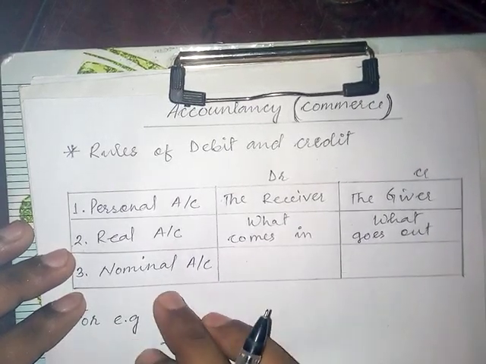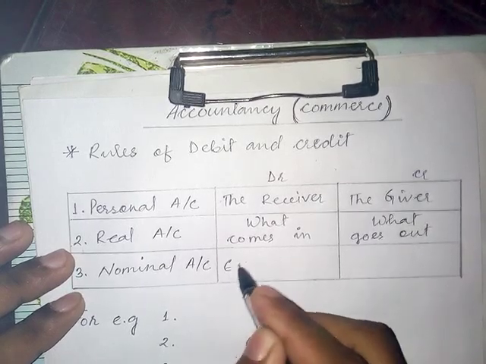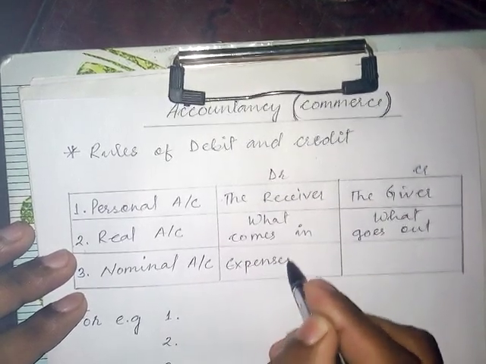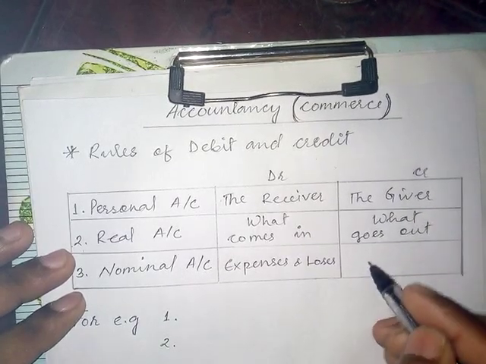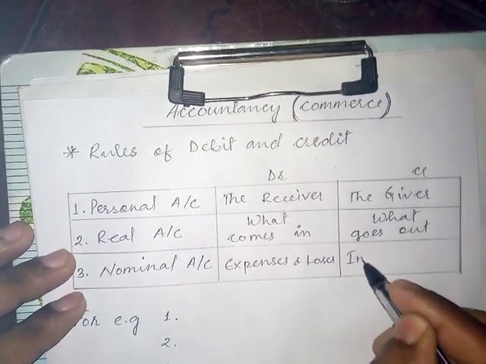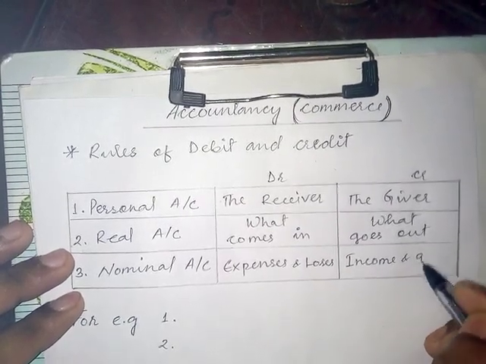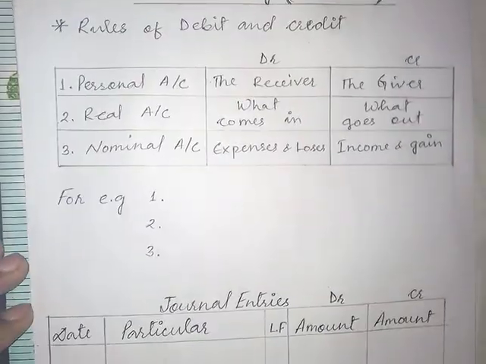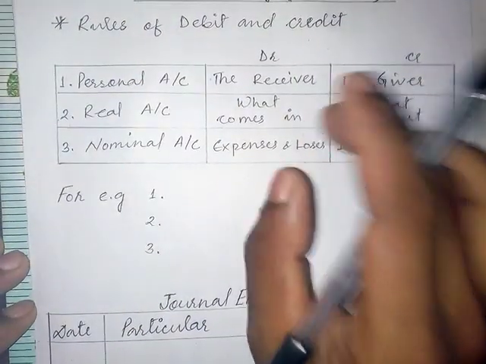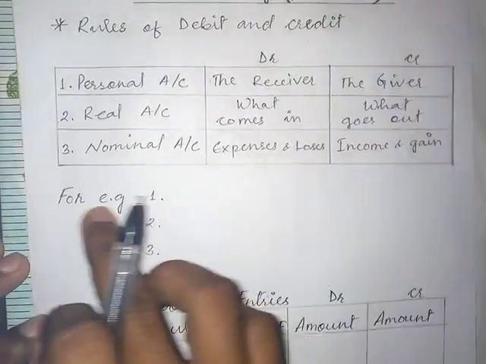Nominal accounts are the accounts relating to losses, gains, profit, etc. Here in a nominal account, debit means the expenses and losses, and credit means income and gain. So these are the rules of debit and credit. The rules are different in different accounts. Now I have given some examples here.